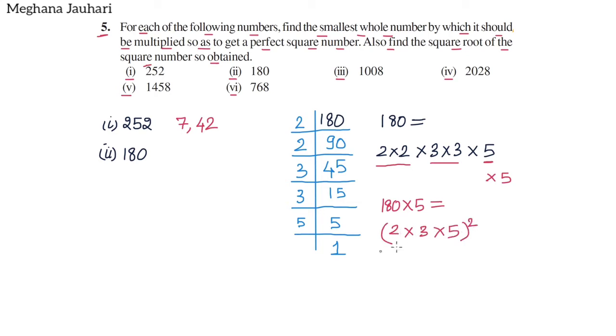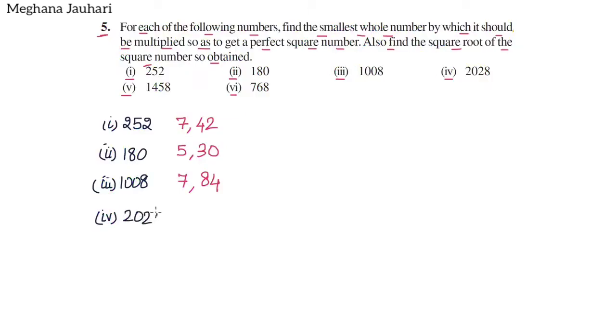Right? And square root of 5 times of 180, or we can say that square root of 900 will be equal to, we will just take one number out of each pair. So what we can write? Square root will be equals to 2 into 3 into 5. That gives you result 6 times 5, that is 30. Right? So the smallest possible number that should be multiplied, as we have got the perfect square number out of this is 5, and the square root of the perfect square number so obtained is 30. Clear?